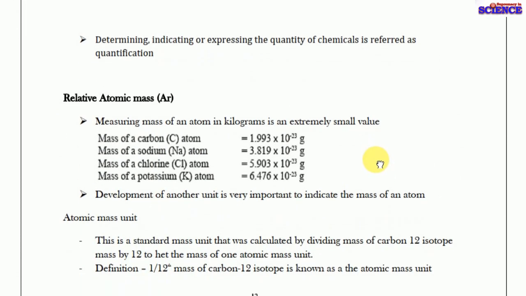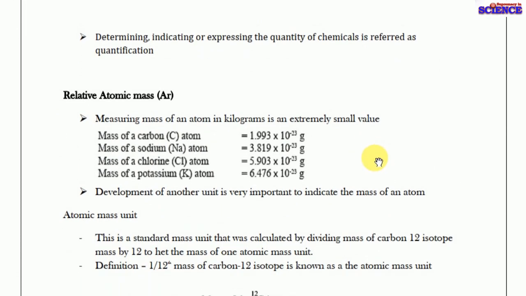Right. First thing, we are going to learn how we measure the mass of an atom not by grams or kilograms, because it's very tiny. If you measure in that scale, we have to create a new scale. So to create that scale, we need a standard. You can see in this figure, in this slide, measuring the mass of an atom in kilogram is extremely small. See the values, minus 23 grams, it's very tiny.